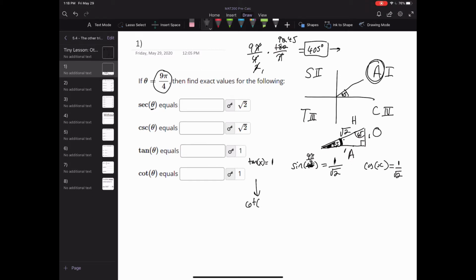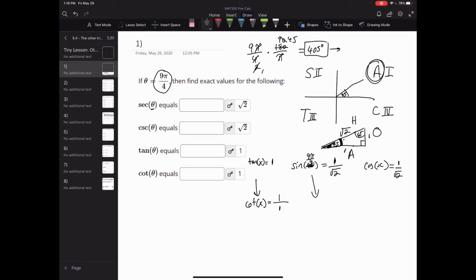Cotangent of x is just, if you take 1, this is 1 over 1. If you think about cotangent as being 1 over whatever tangent of x is, it's just 1. I guess putting it over 1 here didn't really help me. But you still get 1.